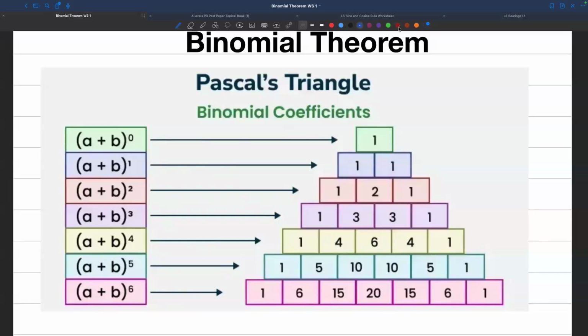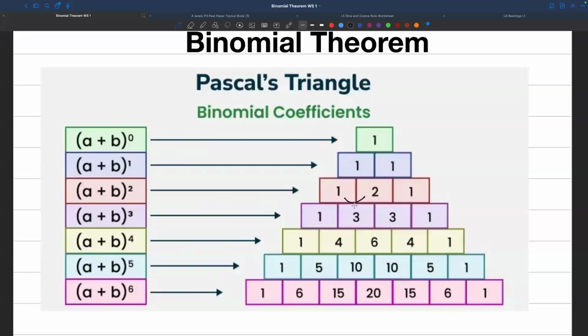Okay, so we are starting with binomial theorem. Pascal's triangle is not something you're supposed to know, but this is what was initially used to figure these things out. I will not go into the detail of it. You can search up exactly what Pascal's triangle is, and you can even figure it out right now just by looking at it.